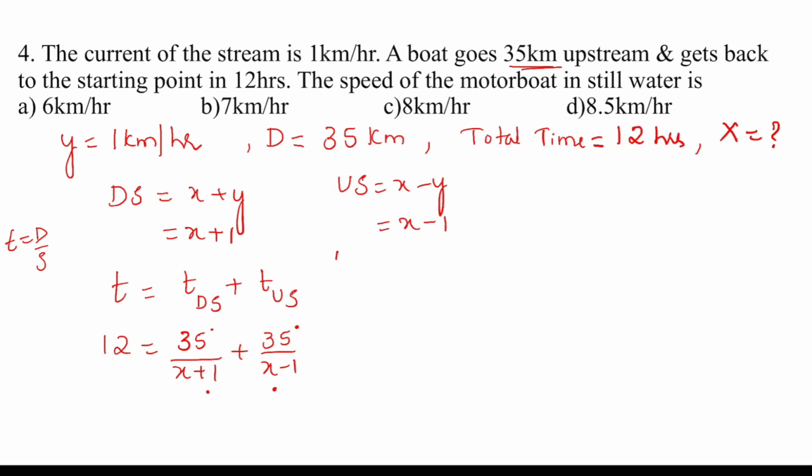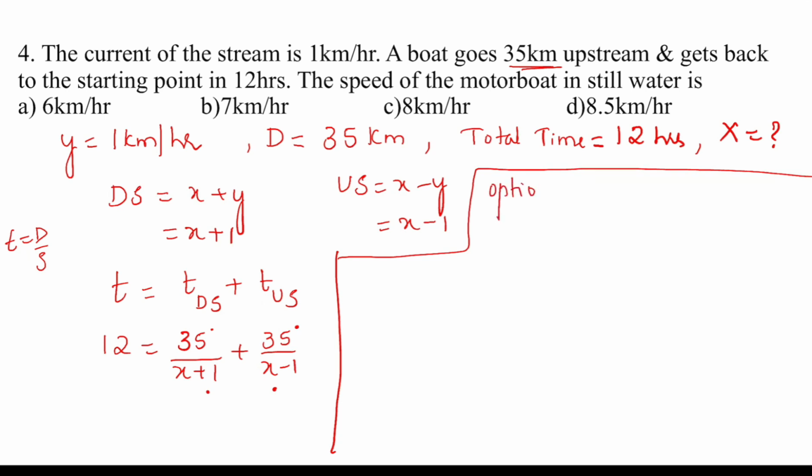So again we will go by options method. Okay, we'll go by options method. So first option, we'll see the first option. What is the first option? It is 6 kilometer. So in place of x we will substitute 6 and then we will check the answer. Now it is 12 is equal to 35 divided by 6 plus 1 is 7, plus 35 divided by 6 minus 1. Option 1 is 6 kilometers, so that we are substituting in the place of x. Okay. So this is 12.